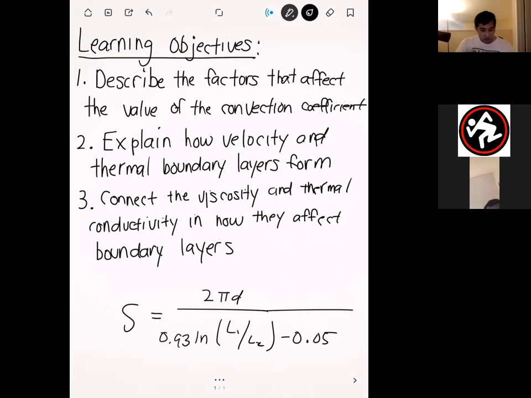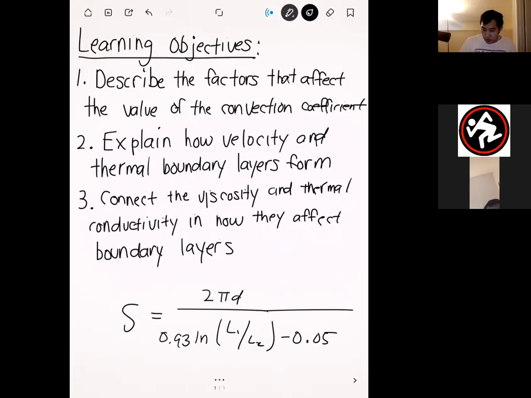Let's see. It could be that I made a mistake in my work. Let me see. Thermal conductivity is 100. Not the garage? Oh, nice. I'm gonna do some laundry right now too.